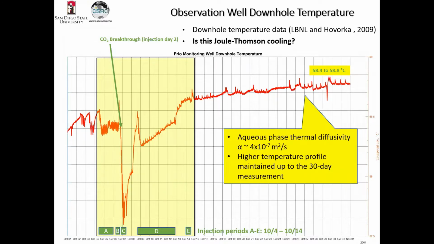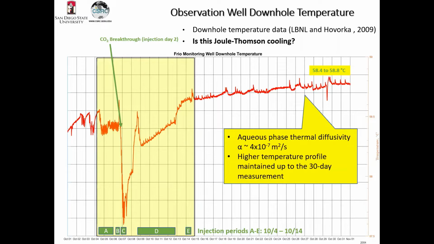So a question became, I asked Sue Horvorka, what caused this drop in temperature? And she said that she didn't know, and that it could be a result of a sensor malfunction.